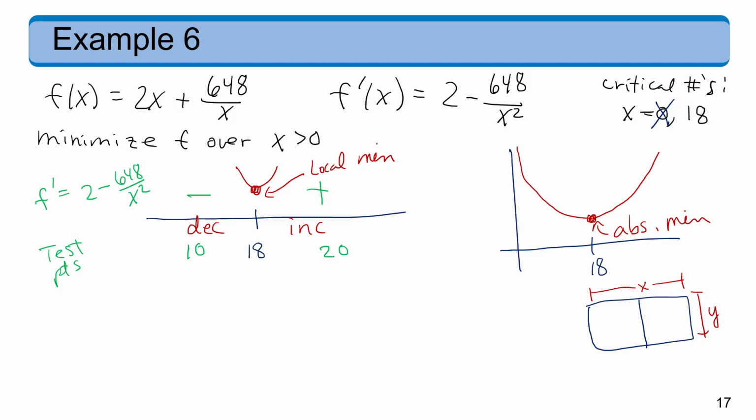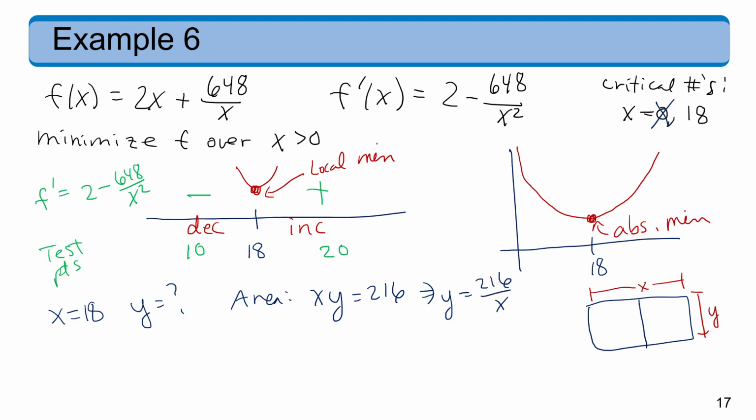So we've already found the x value, x equals 18. That's one of our dimensions. But we need, what is the dimension y? So if you look back at some of our equations, we had for our area equation, x times y equals 216. And then we had actually gone ahead and solved that for y earlier. It was 216 over x. So now just plug in the x we found to get the corresponding y. So 216 over 18, and that comes to 12.